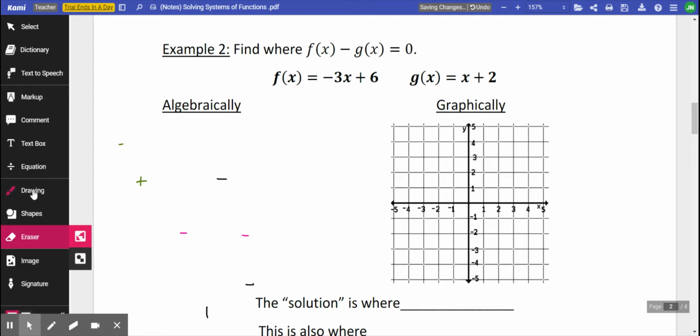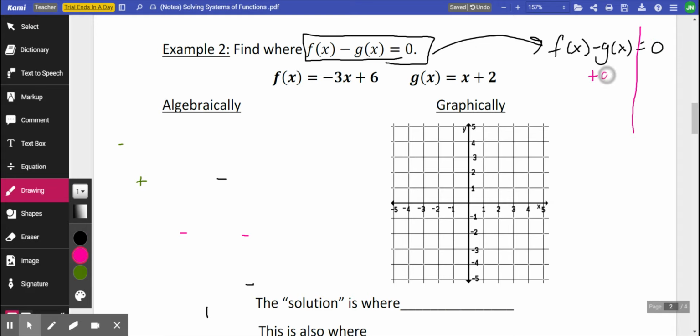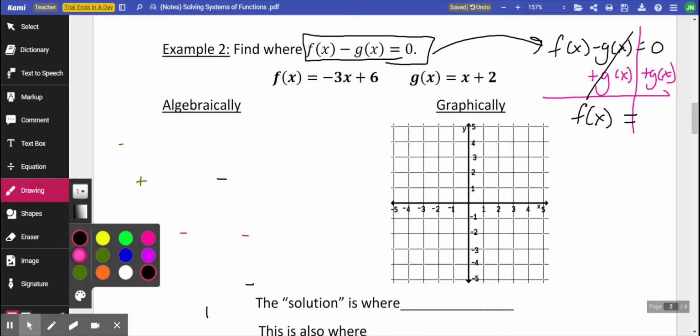For example, when you have something like f of x minus g of x is equal to 0, if I want to get f of x by itself, all I have to do is add g of x to both sides, and then we're done, right? Because the negative g of x and the positive g of x cancel out. So we get the equation f of x equals g of x.